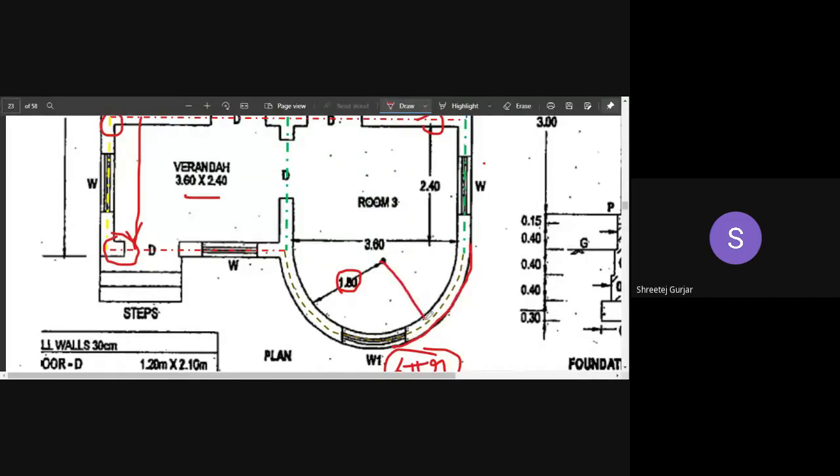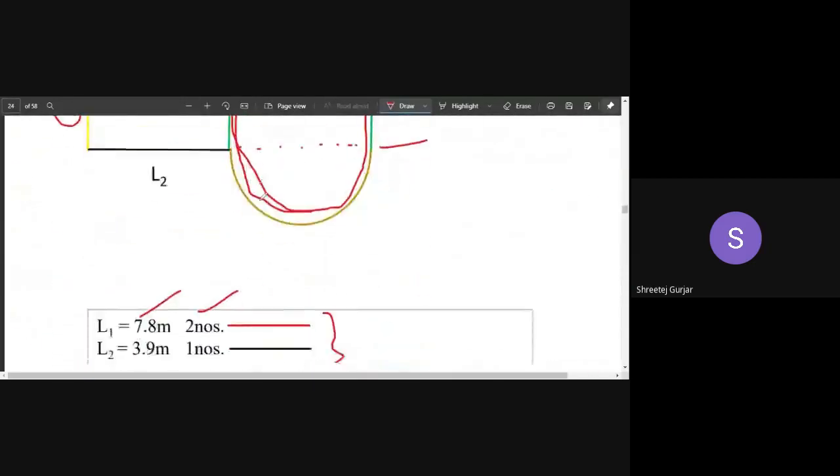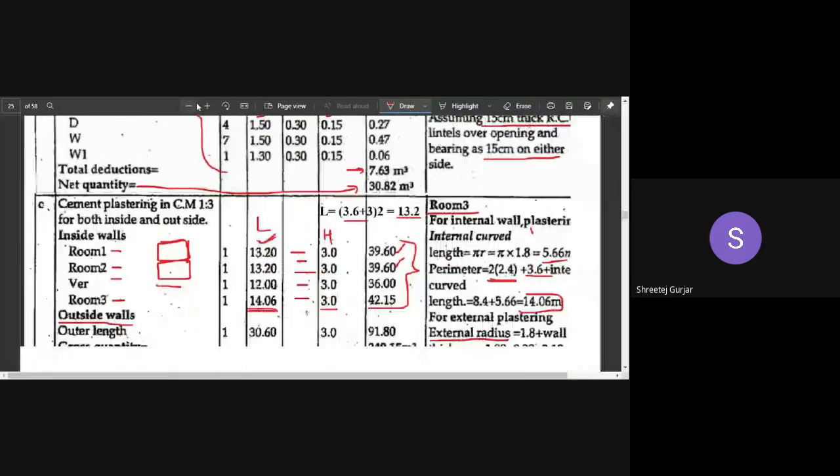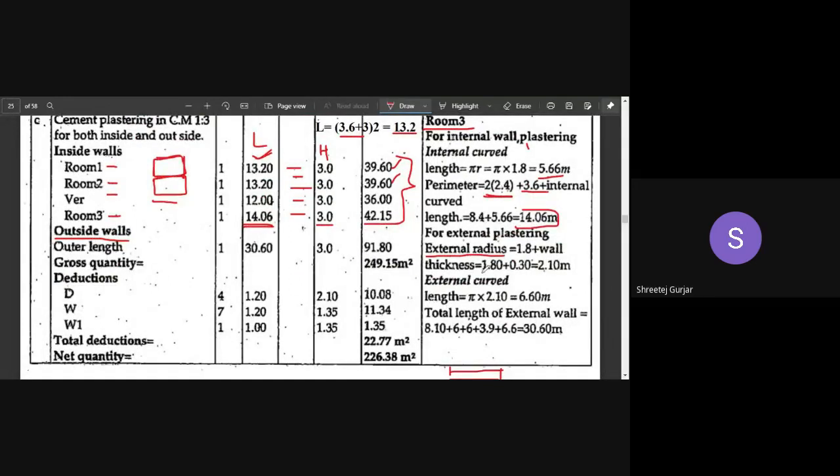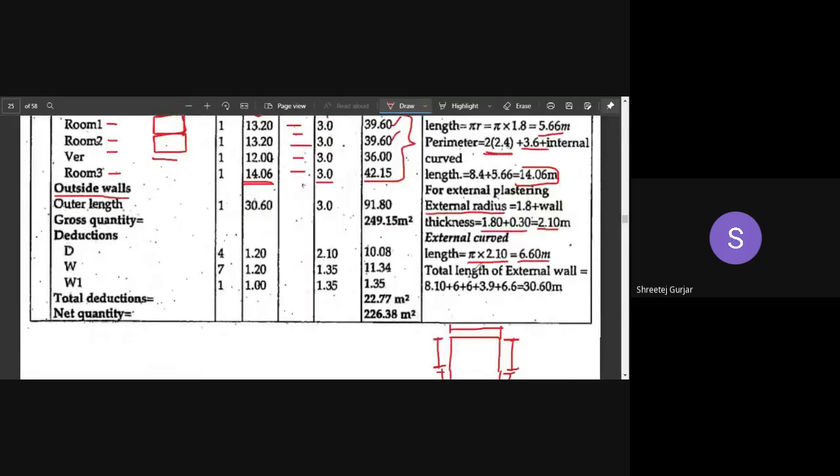I need the radius up to the external wall. So it will be 1.8 plus my wall thickness, that is 0.3. So 1.8 plus 0.3 is 2.1, so the external radius is 2.1 meters. Then the external curved part will be pi into 2.1, so it will be 6.6 meters. So what is the total length of my external wall?